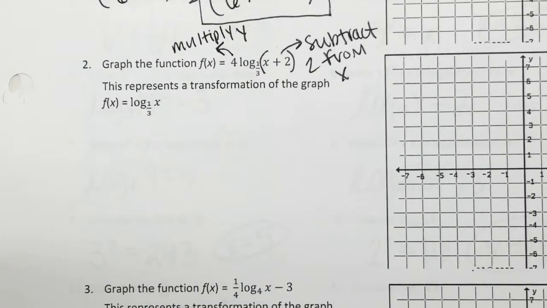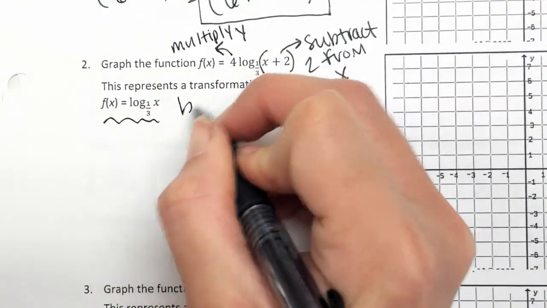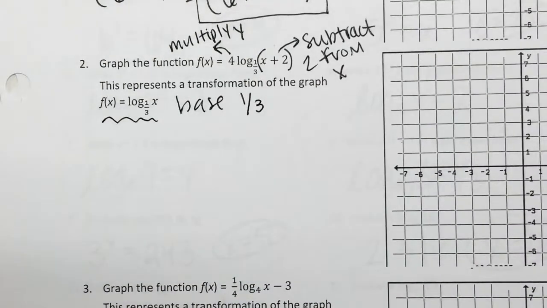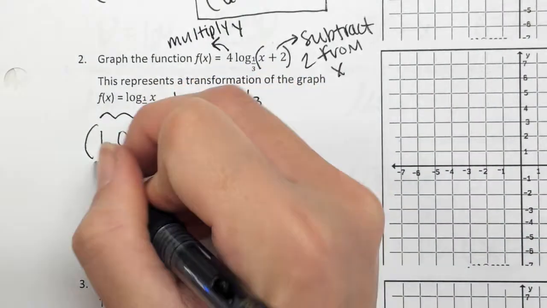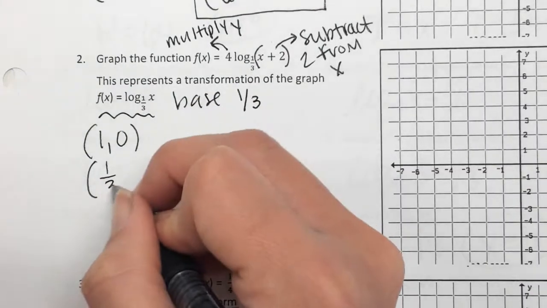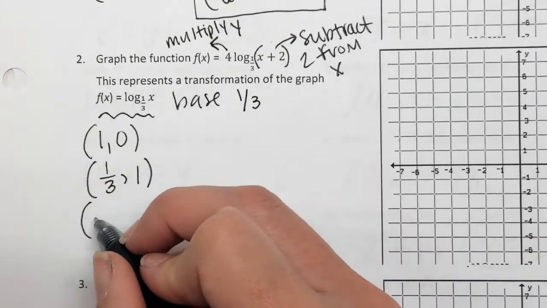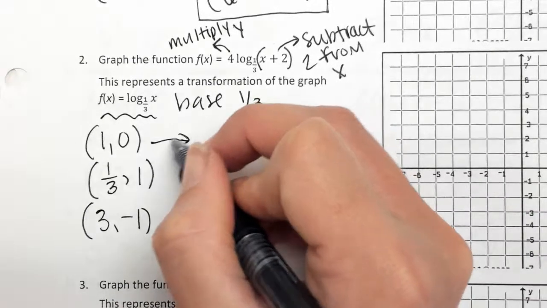Before we do that, we have to figure out our points for this base, which is what? 1/3. But the first one is (1, 0). What's the next one going to be? 1/3 what? Good. Next one? Perfect. Let's do this first one together.